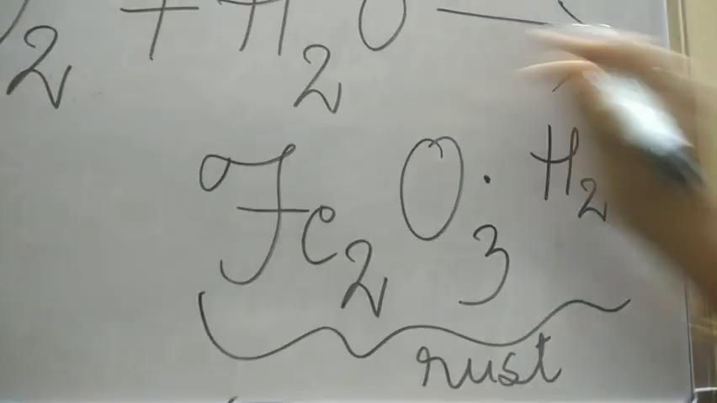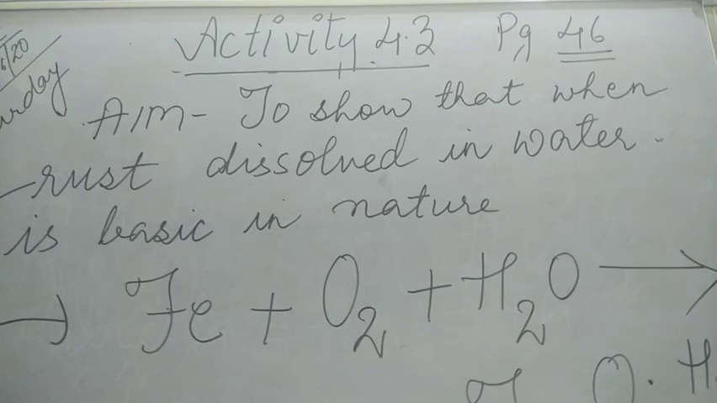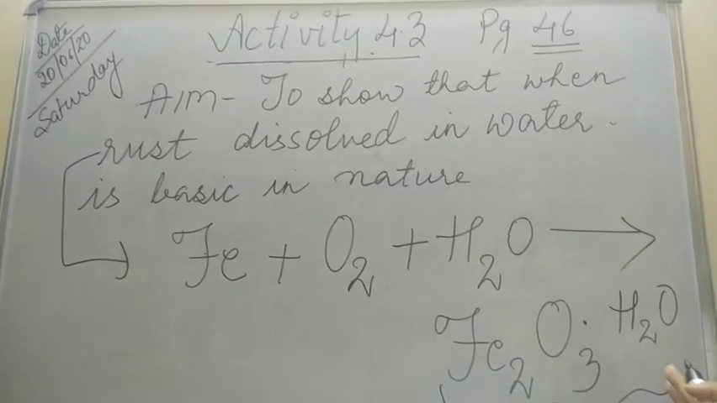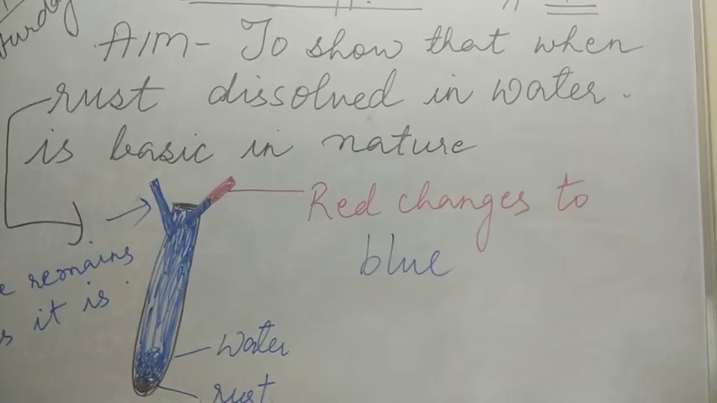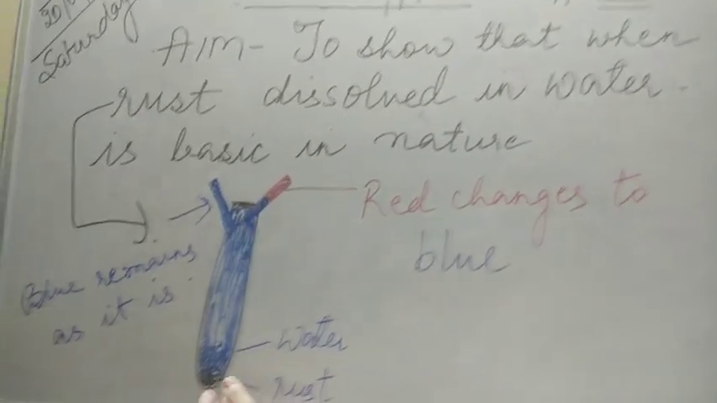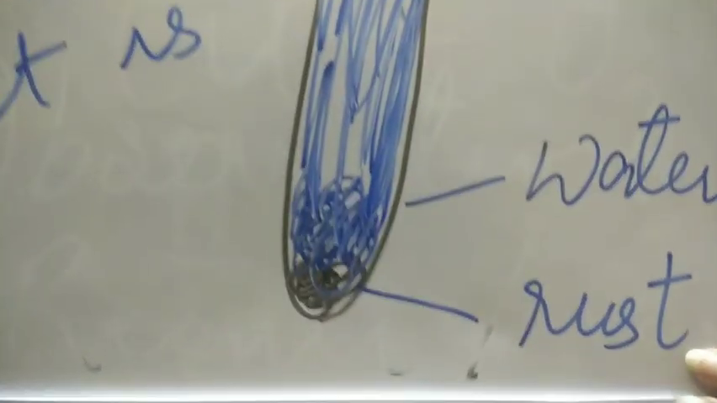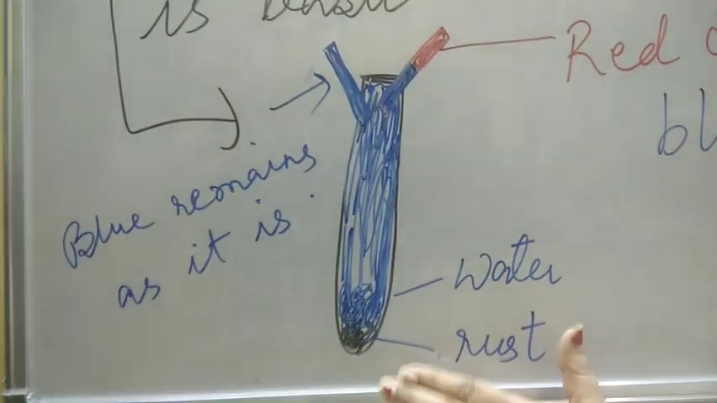So I will take this rust and then I will start my activity to see whether it is basic or not. To check it, children, is it basic or acidic in nature? Which test will we do? The litmus paper test. Let's start. Children, you will take a certain amount of rust, and the color of rust is basically black or reddish brown. Okay. And then you will add some amount of water and make a suspension.